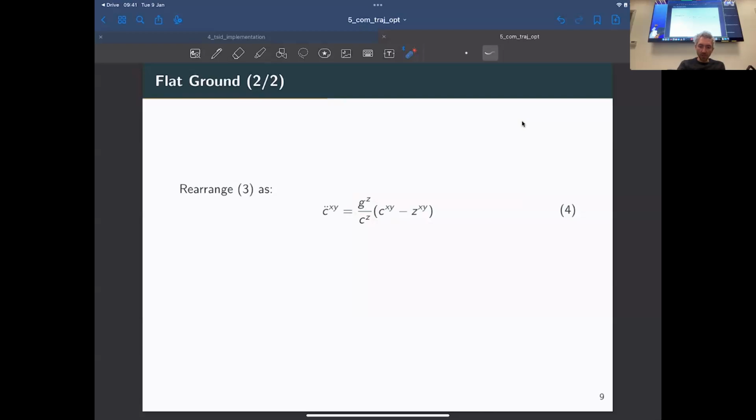And actually, this is the only parameter that depends on the model of my robot. So if I have a taller robot, this equation is going to have a higher value here than if I have a smaller robot. But apart from that, this equation is the same for all the robots.